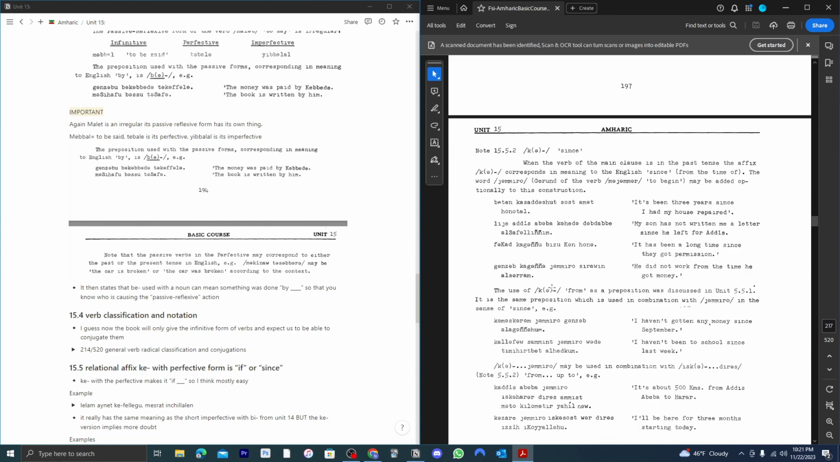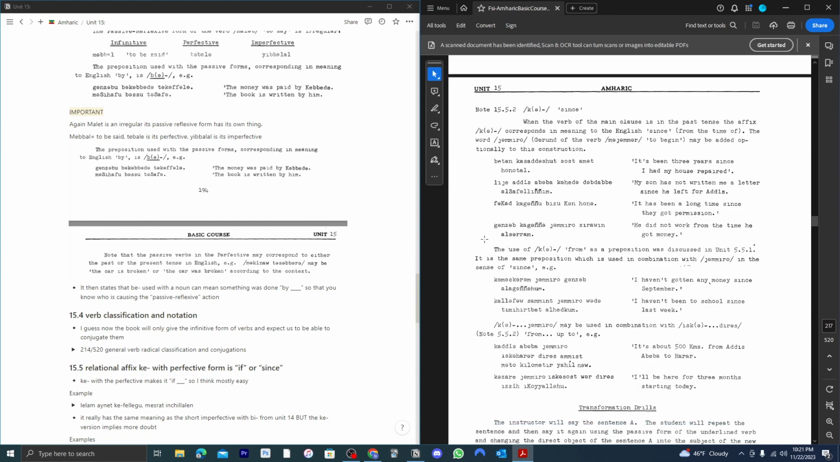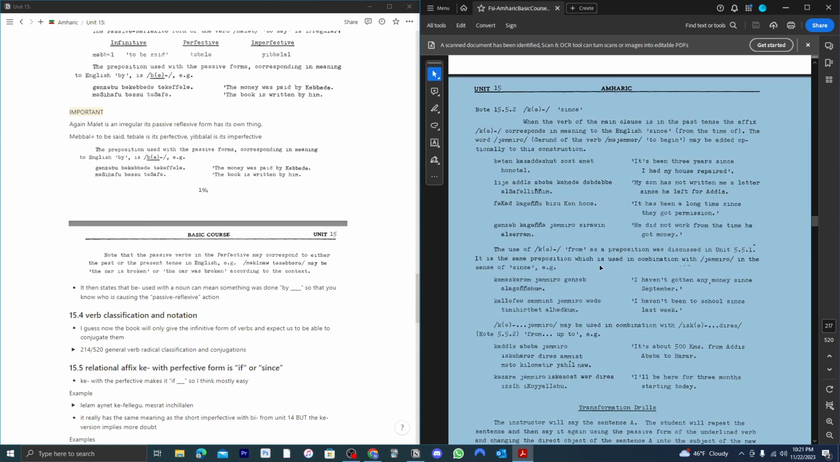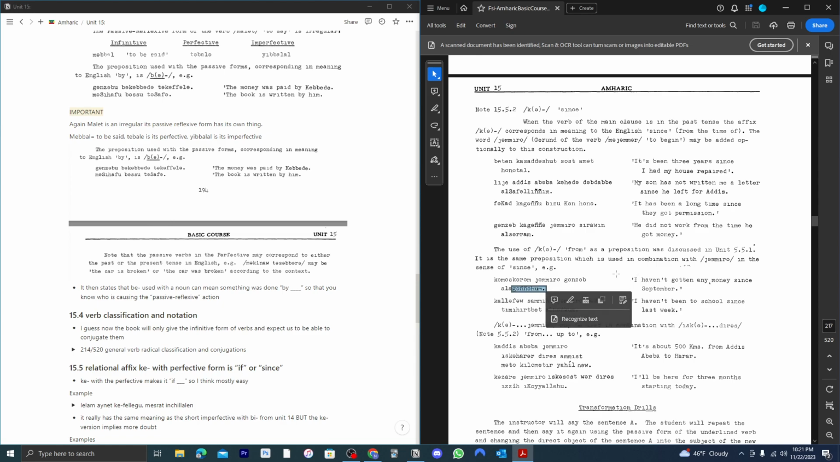Okay. The preposition used is the same preposition which is used in the tense of since. Like you can use ka and it means from if you use it with nouns, but if you do ka, the noun and then gemero, then you can get that since meaning. So ka meskaram gemero genzab alagenum. Meskaram is September, so ka meskaram gemero, from since September. Genzab is money. Al agenhum is like I found, but I've not found money since September. I got money in September, so unfortunate.